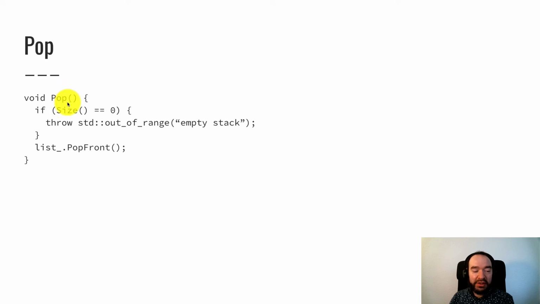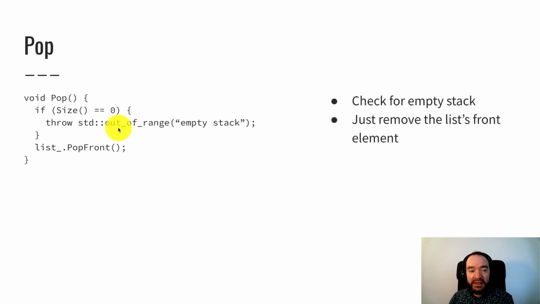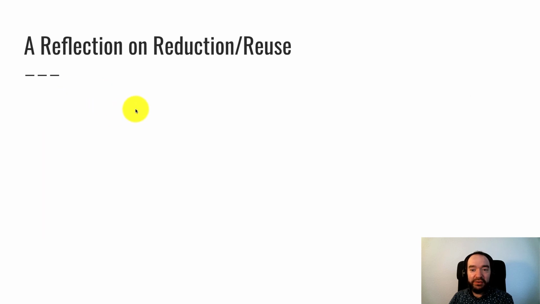Finally, we've got pop. We have the same error check. If the stack is empty, you can't pop the top element. And to remove the top, we remove the front due to our correspondence. So we just do singly linked list pop front, and that's a big O of 1 operation. So pop is big O of 1.